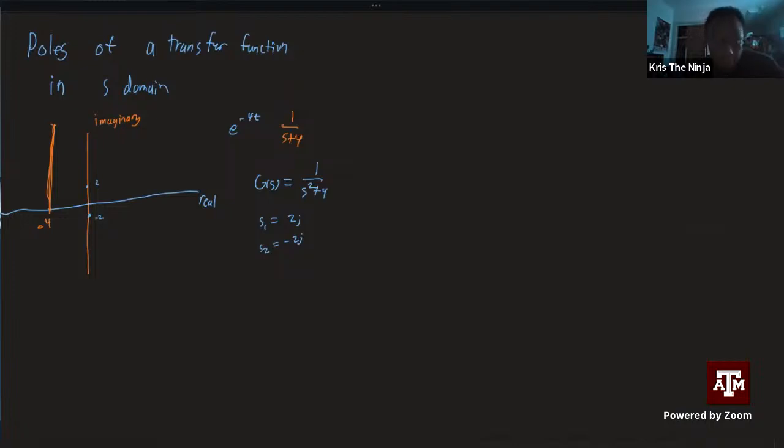So an easy way to look at this is that signals. So how do I put this?